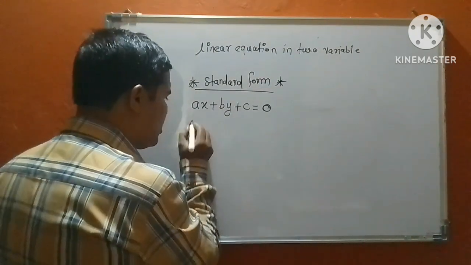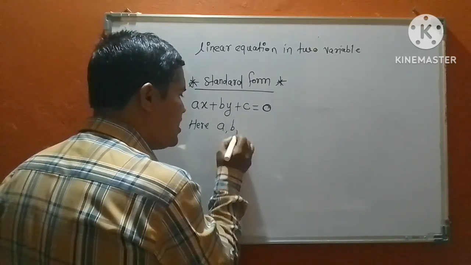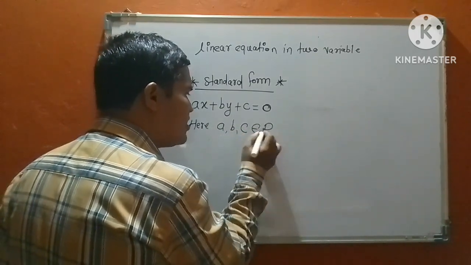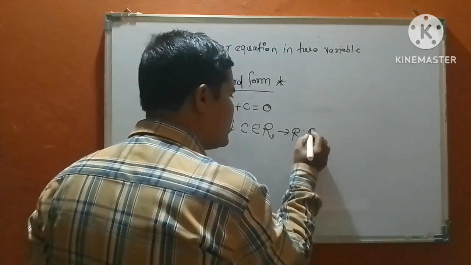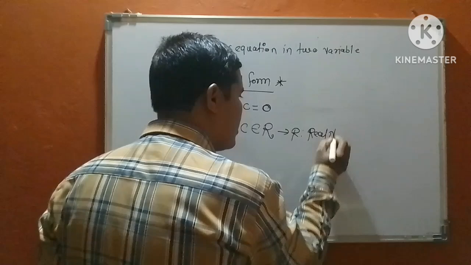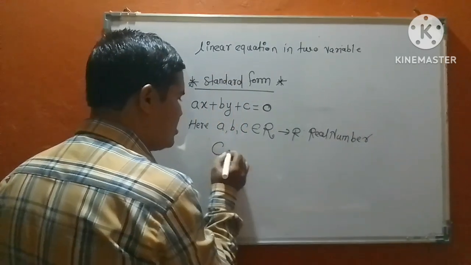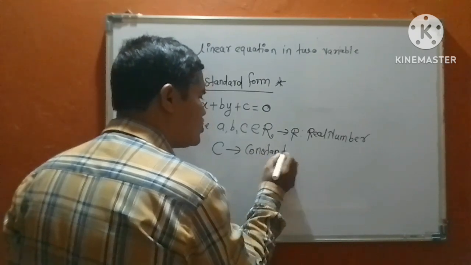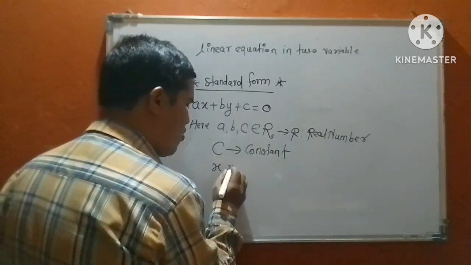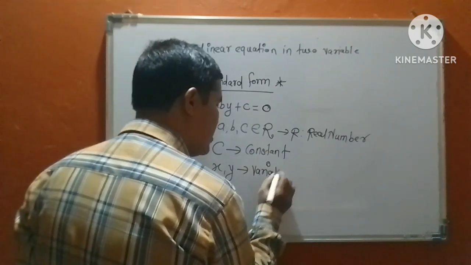So in this lecture here a comma b comma c belongs to R. So in this lecture R means what? R is the real number. C means what? C is the constant. Then x comma y. X comma y is called as variable.